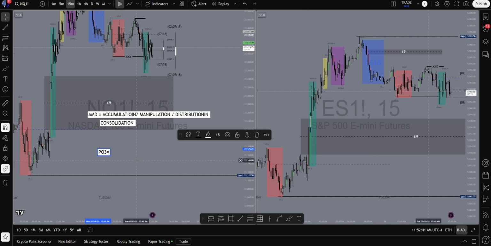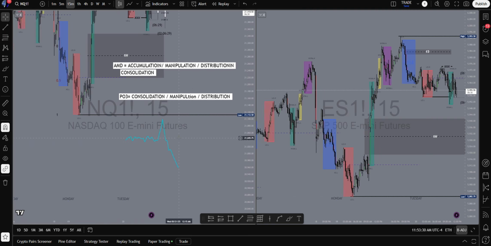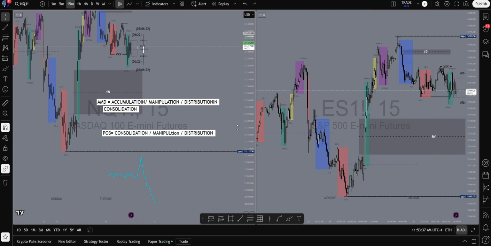So power 3 is basically saying that there is consolidation in price. Price will then create manipulation, and then distribution. We're accumulating, we have manipulation down up here, and we start to see distribution creating a downtrend. This works on every single time frame.